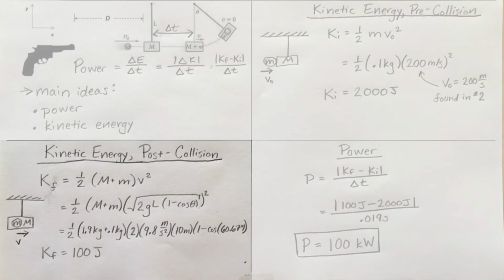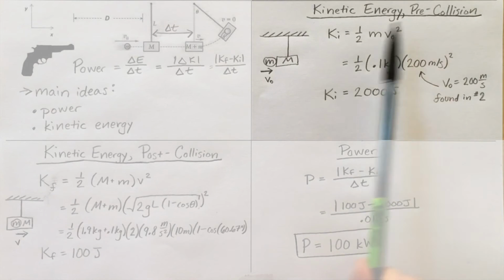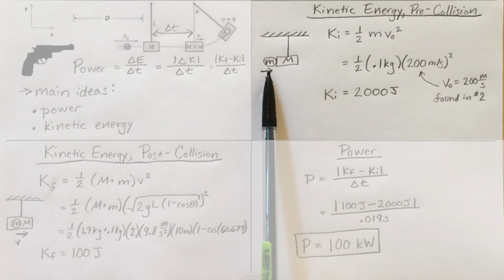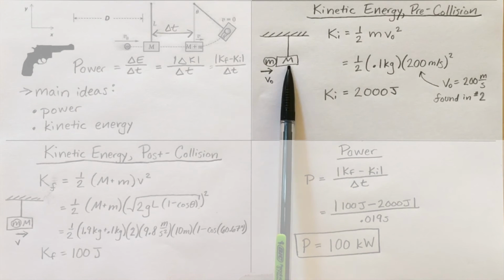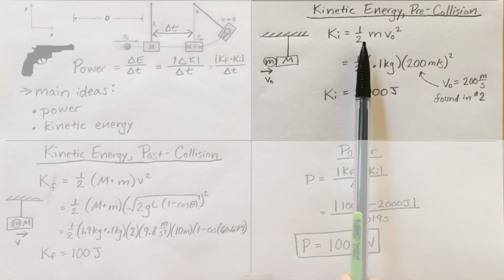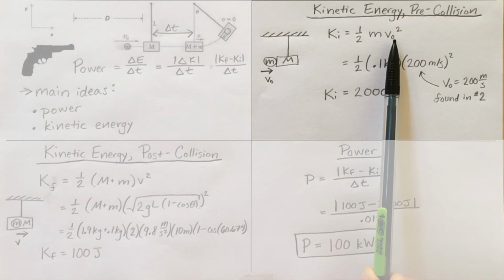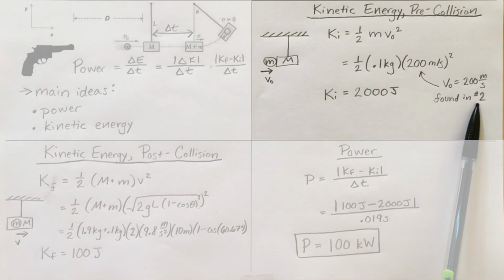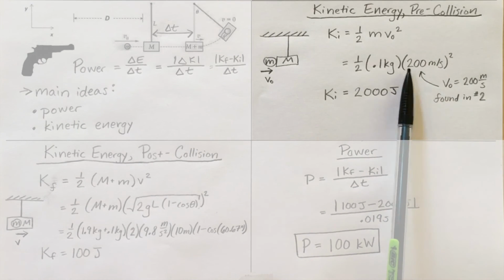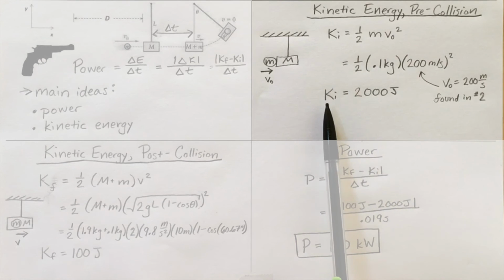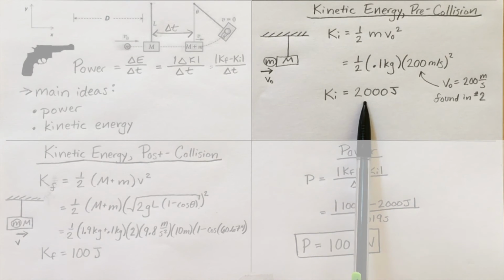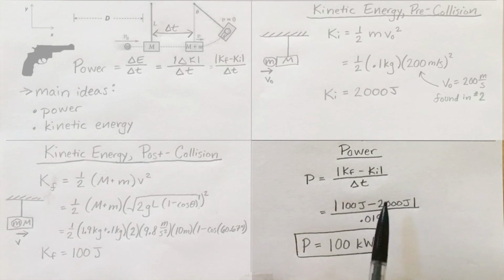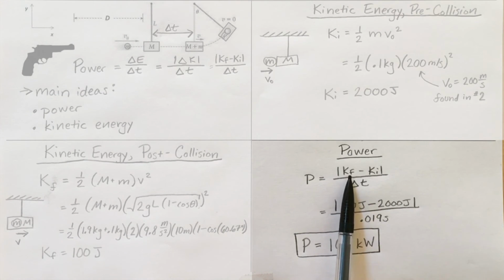to 100 joules. The kinetic energy of the system before the collision is simply equal to the kinetic energy of the pellet because the block is initially stationary. That means that the kinetic energy is equal to 1/2 times the mass of the pellet times the velocity of the pellet squared, where this velocity is the muzzle velocity which we found in question 2. Plugging in the values that we know and evaluating, we find that the kinetic energy of the system pre-collision is equal to 2,000 joules.